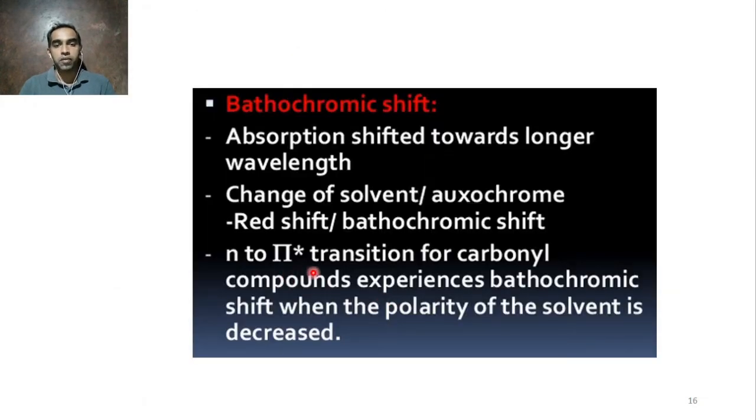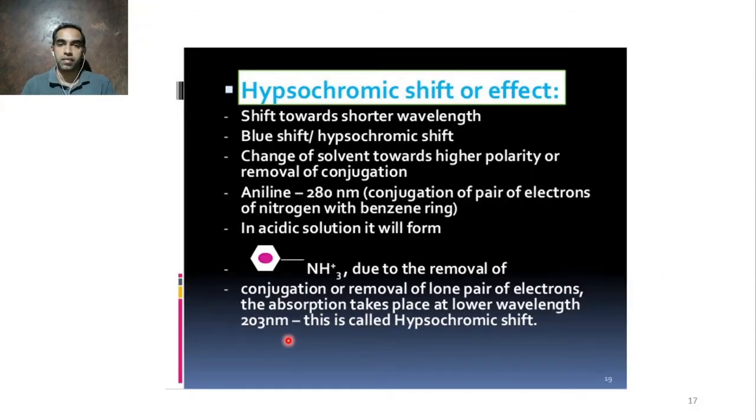Change of solvent. n to pi star transition for carbonyl compounds experiences a bathochromic shift when the polarity of the solvent is decreased. So if polarity is increased, then there will be blue shift, as I told in that slide. If it is decreased, it will be bathochromic shift. Hypsochromic shift is towards shorter wavelength, blue shift. And aniline, this example you have already seen, aniline in the presence of NH2, what happens? And if you change the polarity of the solvent, what can happen? In acidic solution, it will form NH3+.